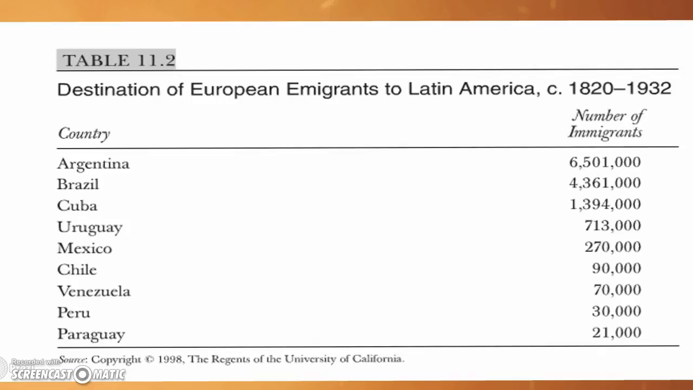This shows the destination of European immigrants to Latin America from this time period, 1820 to about 1932. The largest number is Argentina, many from Italy as well as Spain. Brazil received over 4 million immigrants from Europe. Cuba, surprisingly, comes out in third place with almost 1,400,000. Then you're followed by Uruguay, Mexico, Chile, Venezuela, Peru, and Paraguay. No surprise that Paraguay would be one of the least.